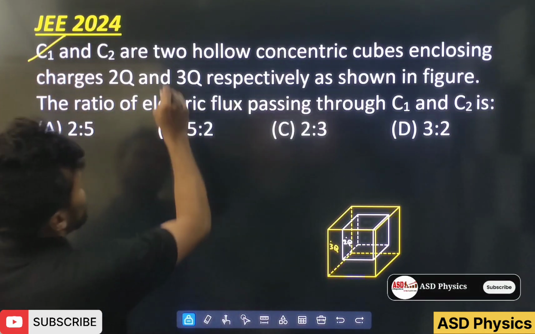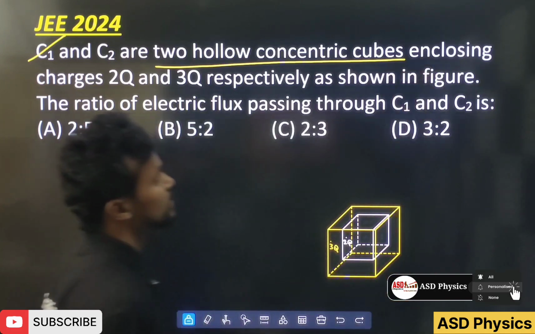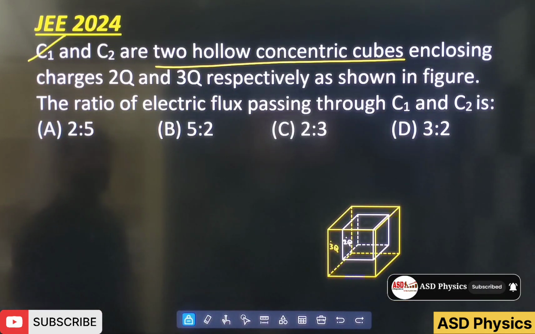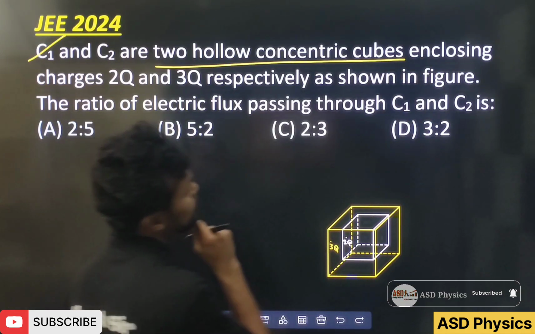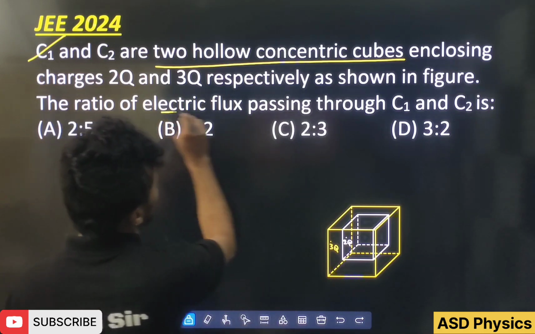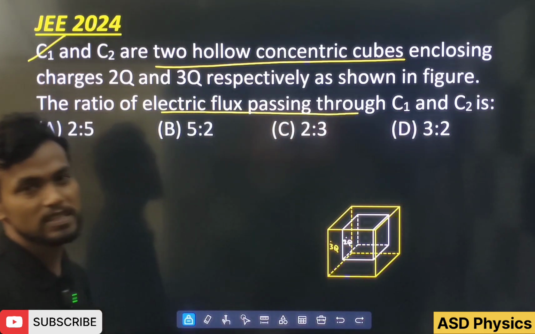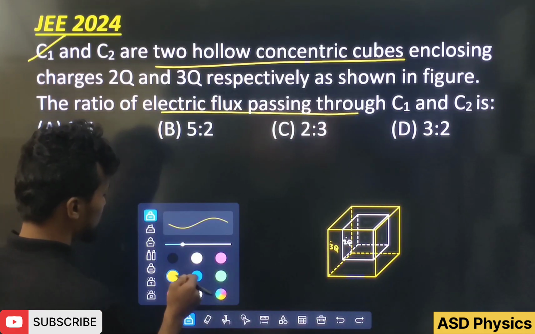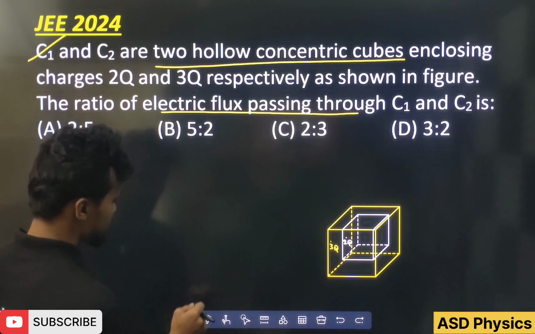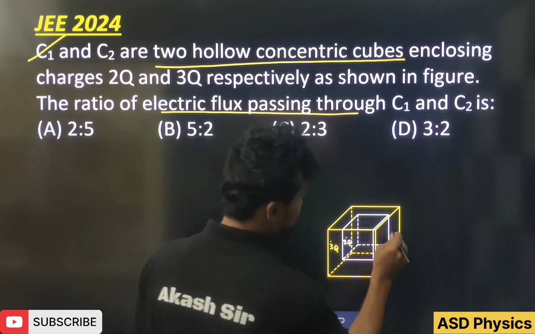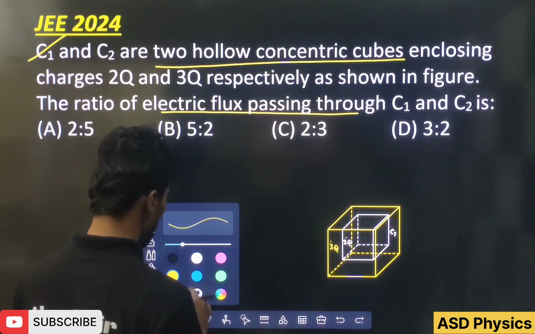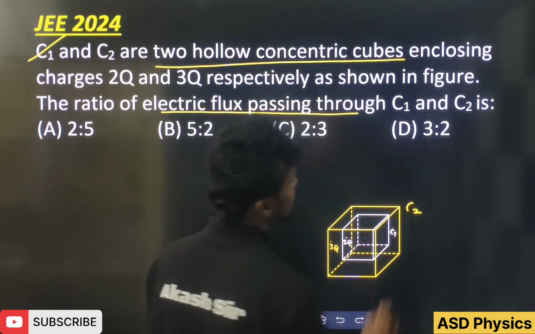Next students, let's see please here. C1 and C2 are the two hollow concentric cubes enclosing charges 2q and 3q respectively, as shown in diagram. The ratio of electric flux passing through C1 and C2, how much? Okay students, so this is the JEE question. Let's take for example this inner cube is C1 and the outer cube is C2.